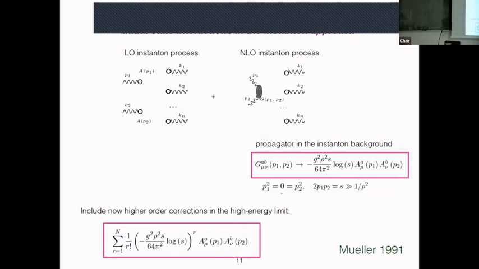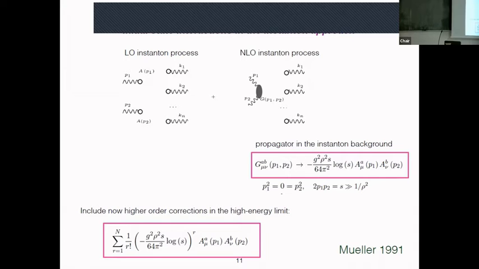I'm treating the energy in the collision as a large parameter. It's a high energy collision. So at the leading order contribution, these little tadpoles describe classical instantons. Two are coming in and two are coming out.